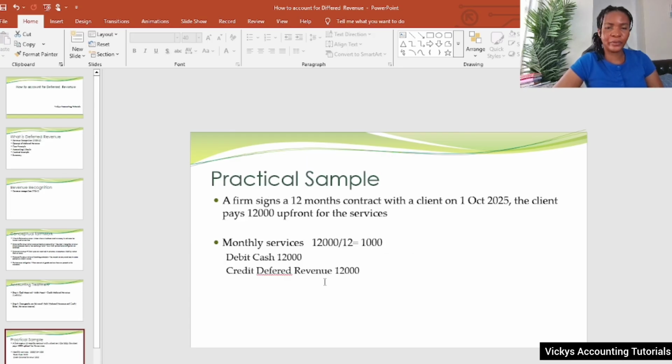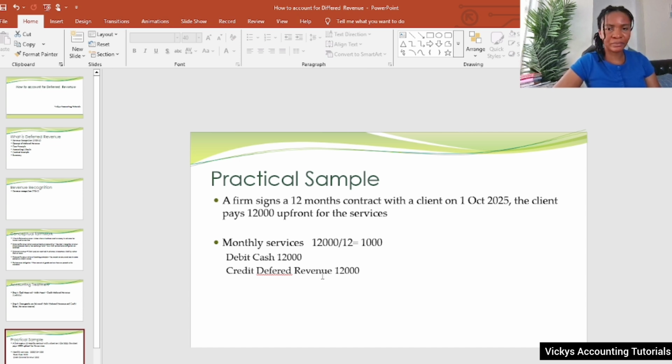Let's take the practical example. Imagine a firm signed a 12-month contract with a client on the 1st of October 2025. The client paid 12,000 upfront for the service. Monthly services, you have to divide that by 12, apportion it equally. You debit cash as we discussed earlier, you credit deferred revenue. All right. So this is how to do it.